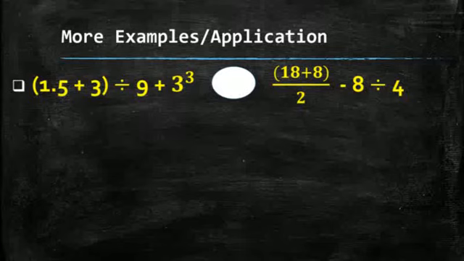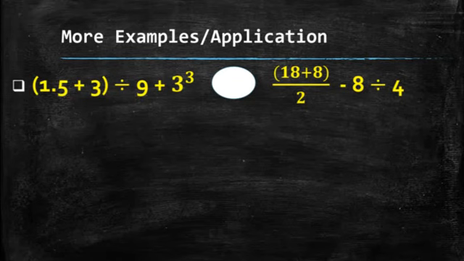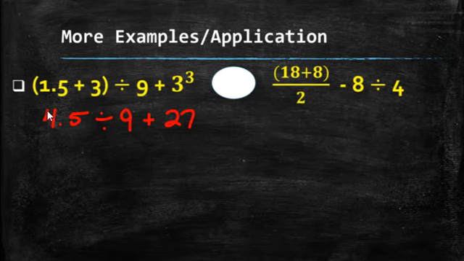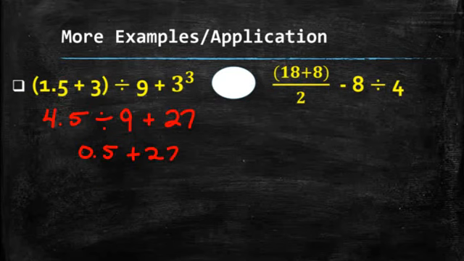More examples. Here we are going to be comparing, but first we have to solve both sides. The 1.5 plus 3, this one gives me 4.5, divided by 9, plus 3 cubed is 27. So 4.5 divided by 9 gives me 0.5. Add 27 to that, that gives me an answer of 27.5.